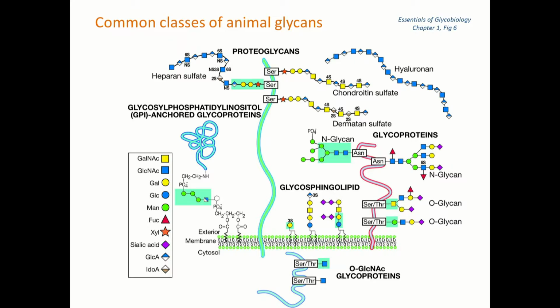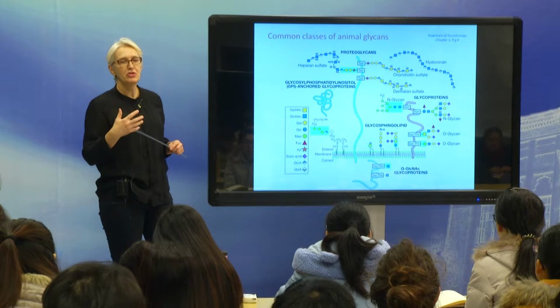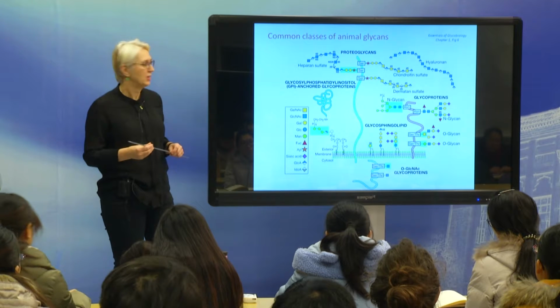So what do these carbohydrates on the cell surface look like? Let's dig a little bit more into the structure. I do appreciate that you're not all chemists. If I showed you the chemical structures, they look like big forests of structures. And so what we tend to do in glycobiology is use symbols for the different monosaccharide building blocks, just to make these structures a little bit more accessible to people.